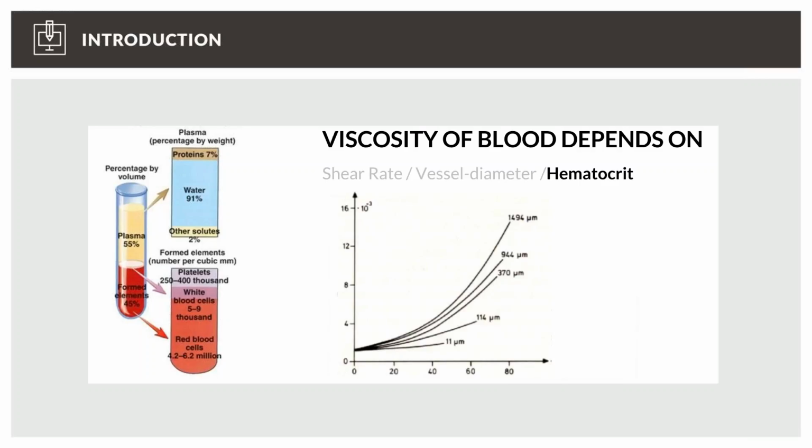And the final thing that's affecting blood viscosity is the hematocrit. This is a bit of a strange word, but basically it's referring to the number of red blood cells as a part of the total volume of the blood. So the more red blood cells that you have in the blood, the more viscous the blood is going to be.